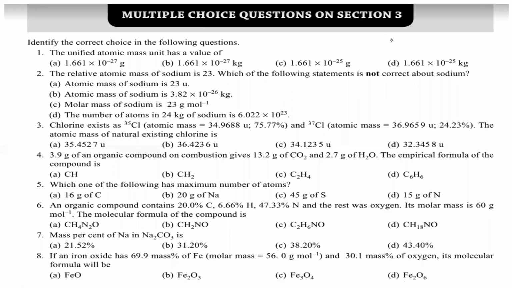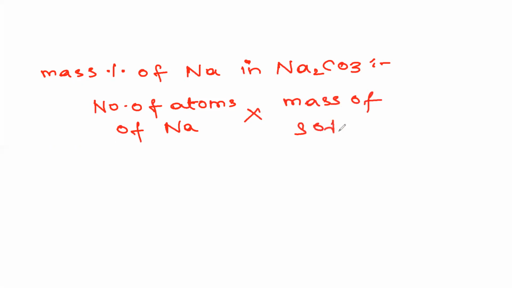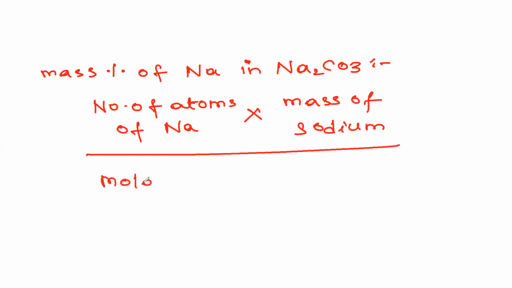I'm showing it in the next page. Mass percentage of sodium in sodium carbonate is equal to the number of atoms of sodium into the mass of sodium, divided by the molar mass of the compound, the molar mass of sodium carbonate, into 100.